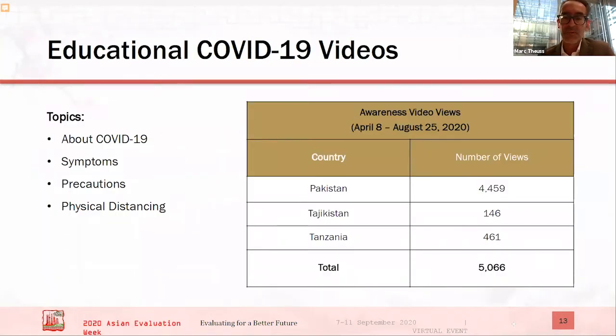Here's a slide which presents the number of people that consumed educational videos by country. Those videos captured topics around COVID-19, symptoms, precautions, and physical distancing. And these are the number of video views between April and August 2020. Next slide, please.